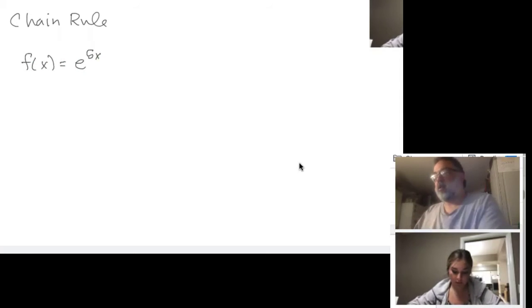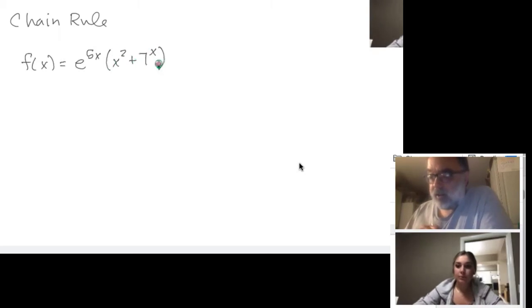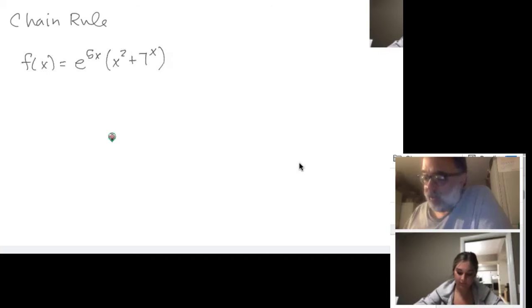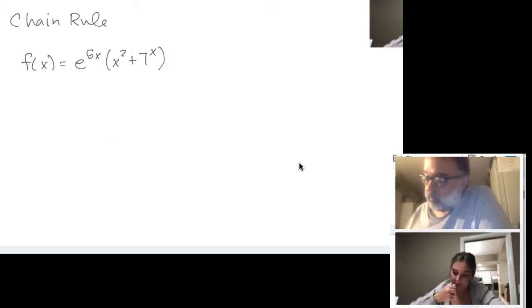Then parentheses, x squared plus 7 to the x, close parenthesis, and that's it. Like that? Yeah. Okay. So a lot going on in this problem, right? Just describe for me what functions we have floating around. So we have e to the 5x, which is the outermost function.